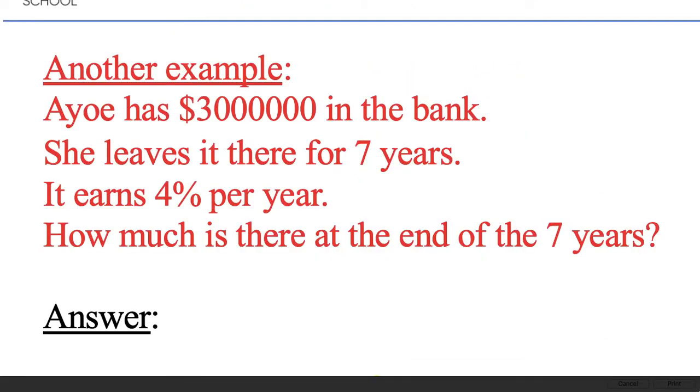So here's another example. Io has $3 million in the bank. Wow. If she leaves it there for 7 years, it earns 4% per year. That's compound interest. So how much is there at the end of the 7 years? So pause the video for a bit, and try to do the question before you move on to the answer.